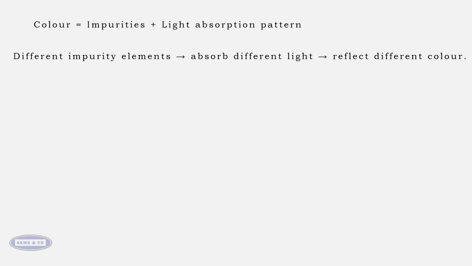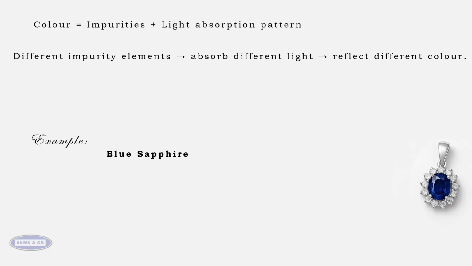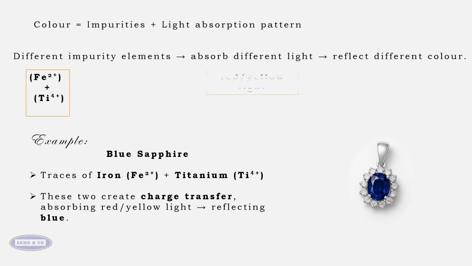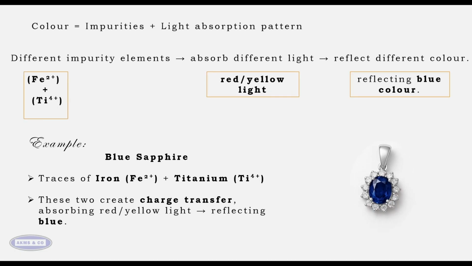So the color of a sapphire depends on which light the crystal reflects. Different impurity elements absorb different light and reflect different colors. For example, blue sapphire. Traces of iron and titanium absorb yellow and red light and reflect the blue color. This is the simple reason how the color of sapphire appears, and each color has its own scientific explanation behind it.